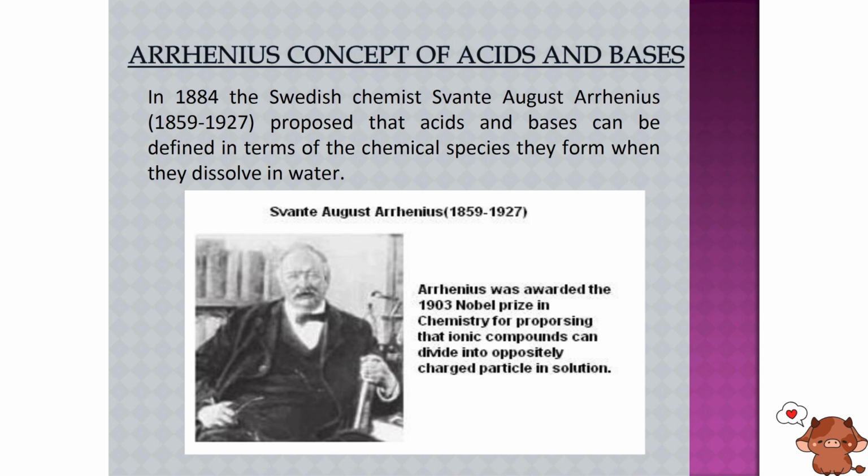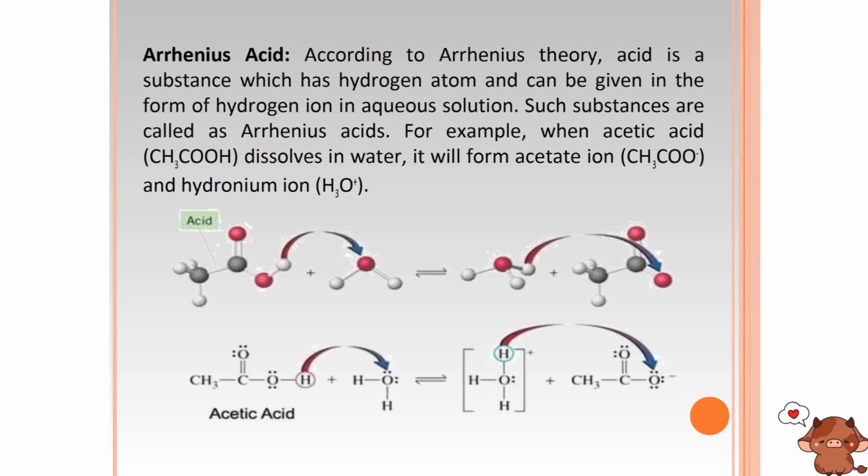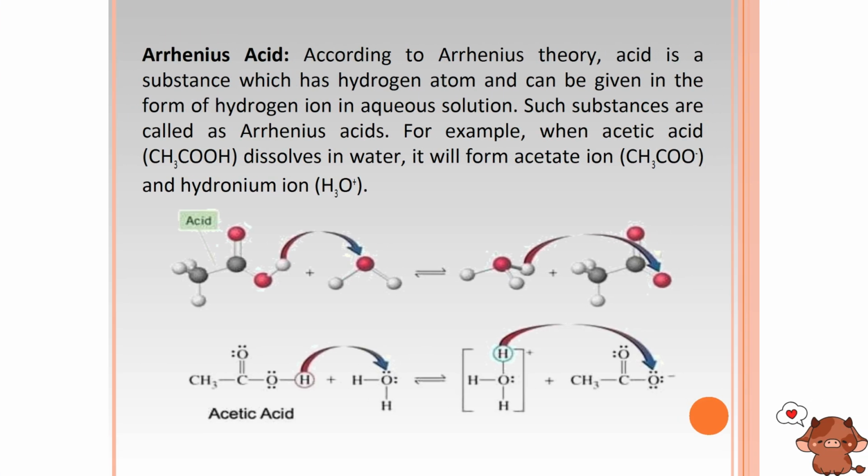In 1884, Swedish chemist Svante August Arrhenius proposed that acids and bases can be defined by the chemical species they form when dissolved in water. Arrhenius was awarded the 1903 Nobel Prize in Chemistry for proposing that ionic compounds can divide into oppositely charged particles in solution. According to Arrhenius, an acid is a substance that has a hydrogen atom and can release it as a hydrogen ion in aqueous solution.